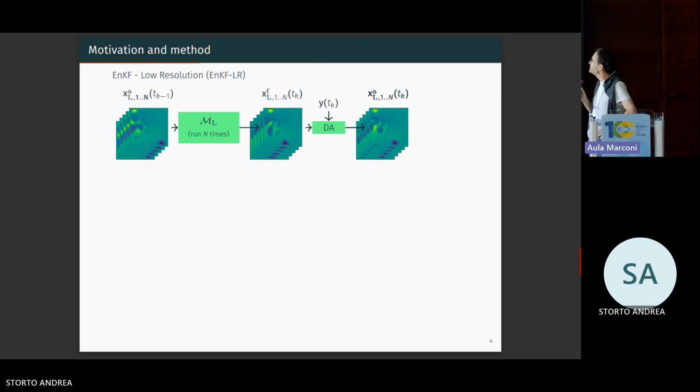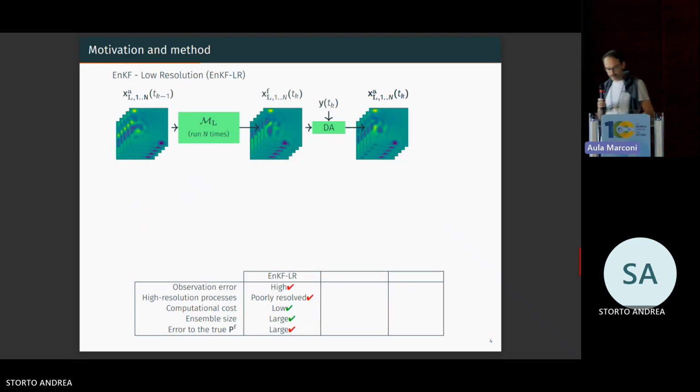Okay, so basically, let us imagine a low-resolution EnKF. We perform the data assimilation step in low resolution. When an observation is available, we perform data assimilation, and then we get a new set of analyzed states that will be used as initial conditions for further forecasts. The advantage is that the computational cost is low, which allows for a large ensemble size. But the error relative to the true background error covariance matrix that we would get from an infinite ensemble can be large, because the high-resolution processes are poorly resolved.